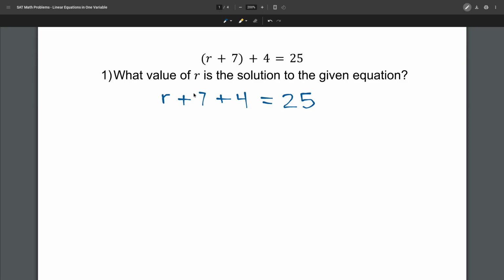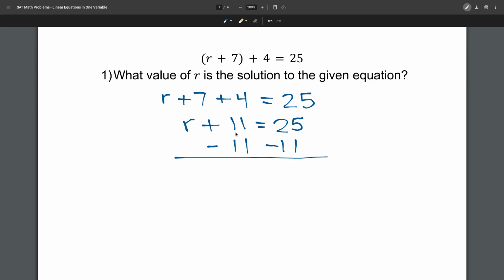But anyways, so now we have r plus 7 plus 4. And what we can do is combine 7 and 4. We can add those together to get 11. So we're combining our like terms on the left-hand side of the equation. So we get r plus 11, and that's equal to 25. Okay, we want to get r by itself though, and we have the addition of 11 here. We have to do the inverse. We have to subtract 11 to get rid of the 11 here. And if we do that to the left-hand side, we also have to do it to the right-hand side.